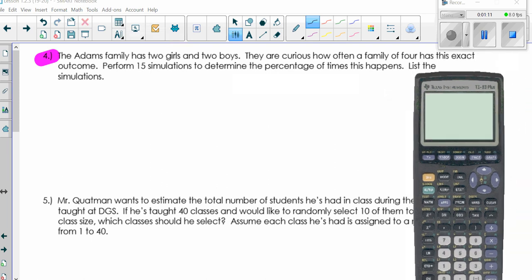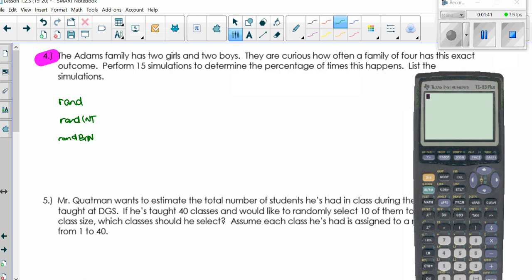In this problem it says the Addams family has 2 girls and 2 boys. They're curious how often a family of 4 has this exact outcome. Perform 15 simulations to determine the percentage of times this happens and list the simulations. So we have 3 features that we can use in our calculator. We have the random button, we have the random integer button, and then we have the random binomial button.